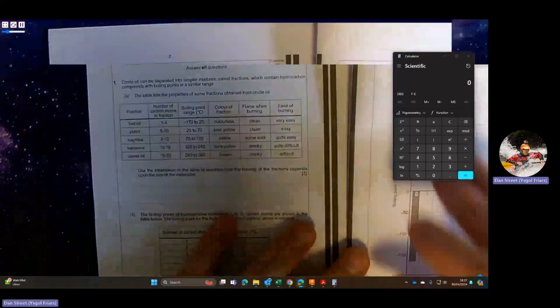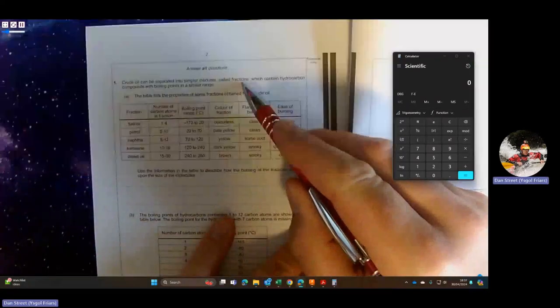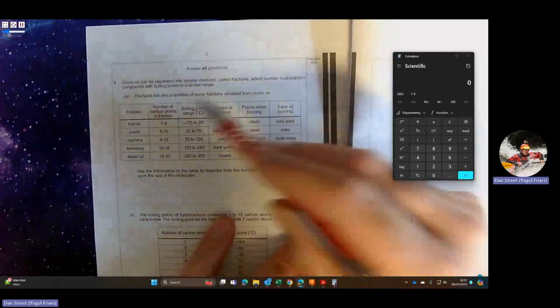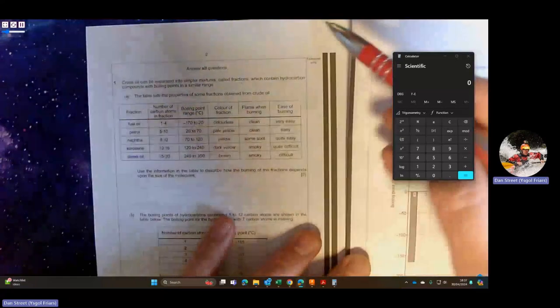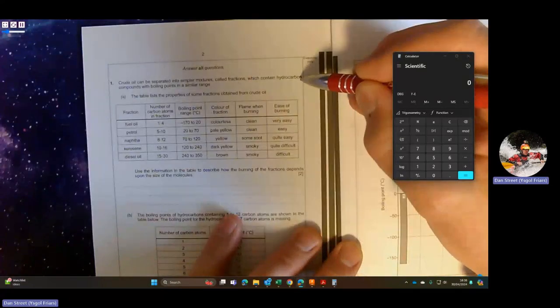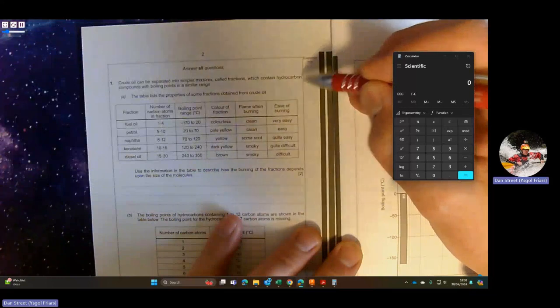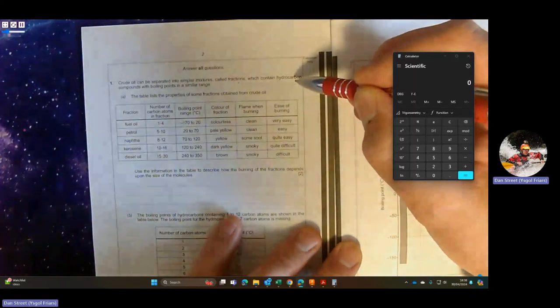Question 1 tells us that crude oil can be separated into simple mixtures called fractions, which contain hydrocarbon compounds with boiling points in a similar range. Just to be clear, hydrocarbons include the alkanes and the alkenes, and they are chemicals that consist only of hydrogen and carbon.